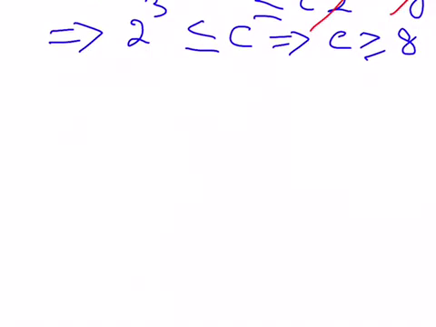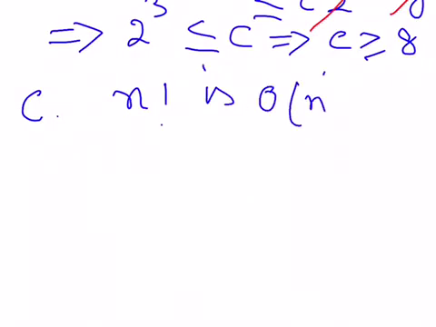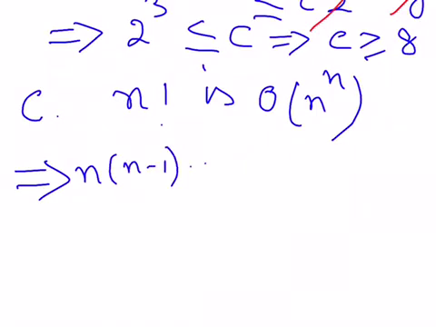So let's go to the third one. I was numbering 1 and 2, but the actual numbering in the workshop sheet is A, B, C, so I'm using it here. We have to show that n factorial is order n power n. How do we show that? We write again the same expression. n factorial is n times n minus 1 times up to 1, which is less than or equal to c times n power n.